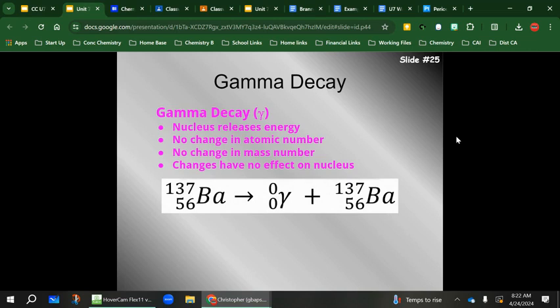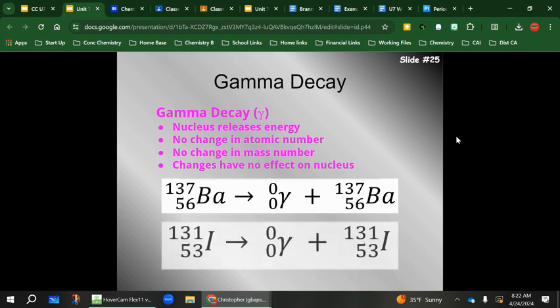Here's how we would write it. Barium-137. If it undergoes gamma decay, guess what? Still barium-137. No change in the mass number, no change in the number of protons. Everything stays the same. All it did was give off energy. That is what gamma decay is, ladies and gentlemen. Just the giving off of energy. Questions? These are the easy ones. Why? What you start with is what you end with. Iodine-131 undergoes gamma decay. Guess what? Still iodine-131. Doesn't change. Doesn't become anything new.